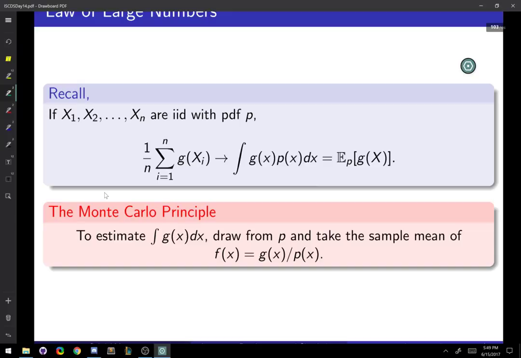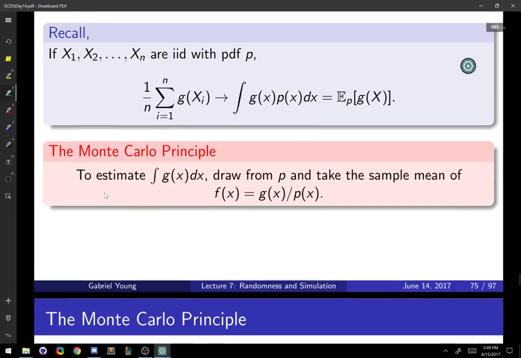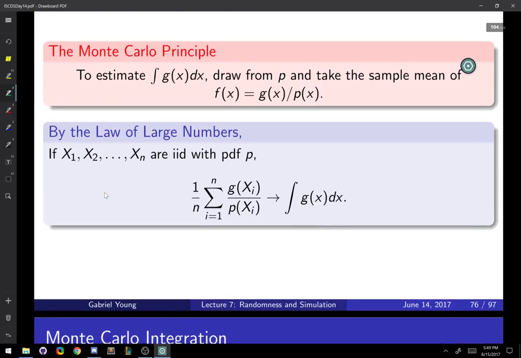This might not be crystal clear. So we'll see how it comes out very quickly. To estimate the integral of g of x, you draw from p of x and take the sample mean of f of x. So why is this going to work? Let's think about this for a minute. This is just more math.